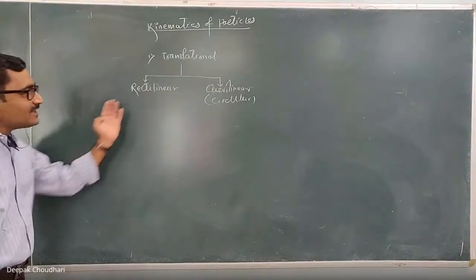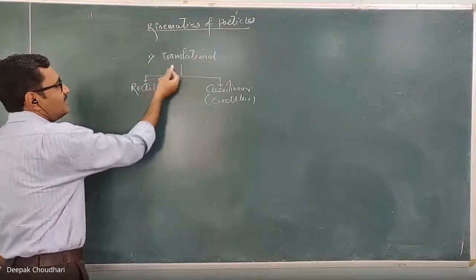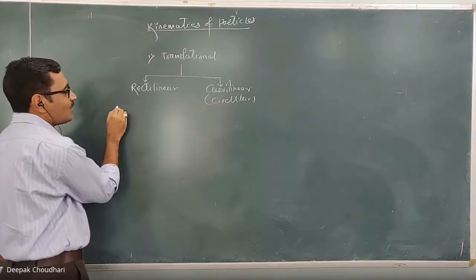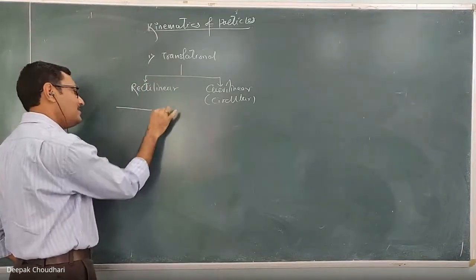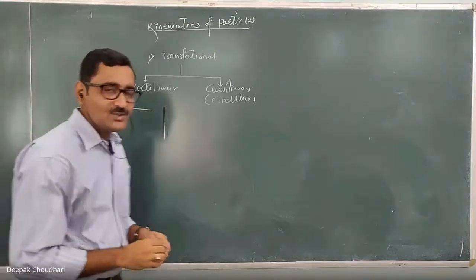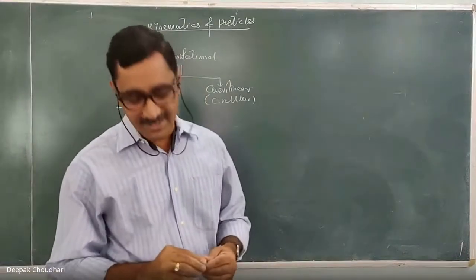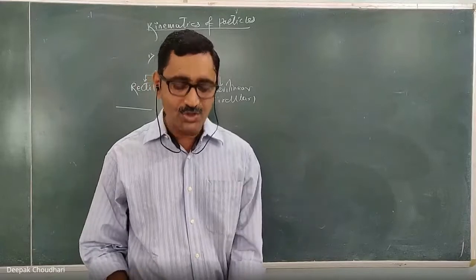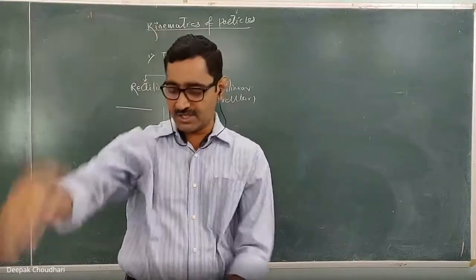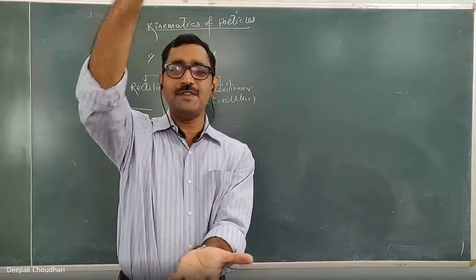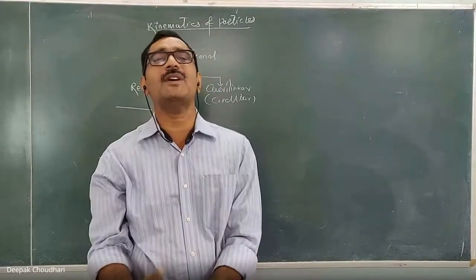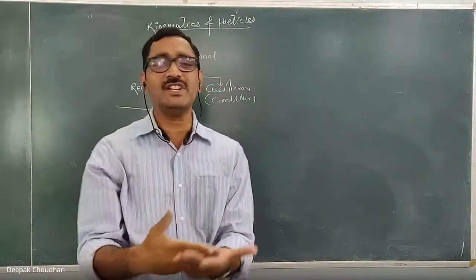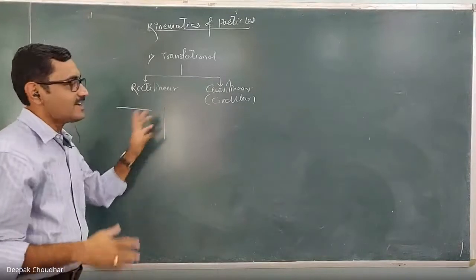Now, what is rectilinear translational motion? When the particle moves along a straight line, maybe horizontally, maybe vertically, that motion is known as rectilinear translational motion. For example, the motion of a free falling object. In that case, the object or particle moves along a straight line, so that is known as rectilinear translational motion.